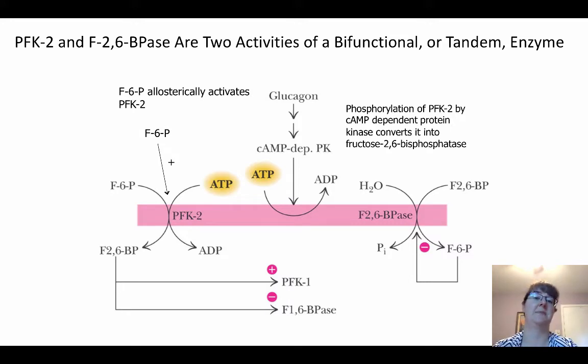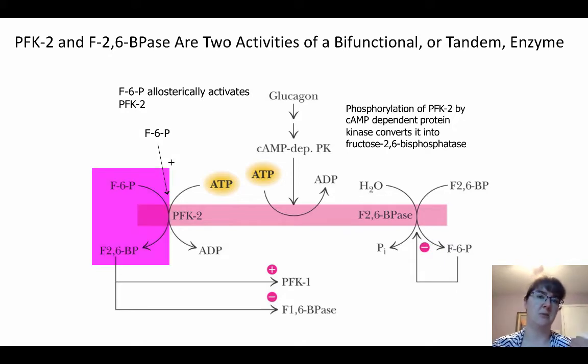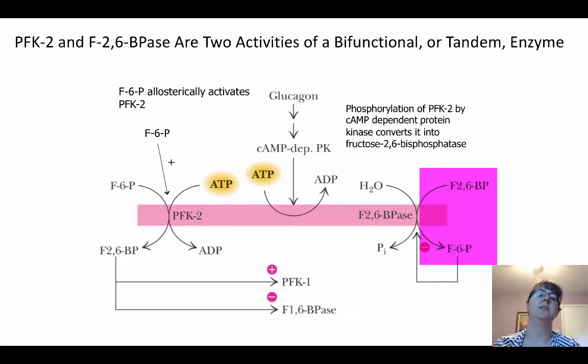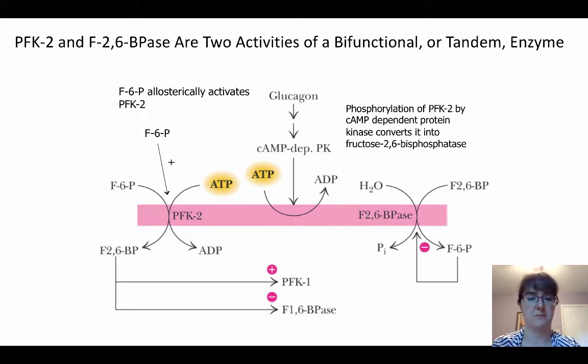Since one enzyme has both functions, there needs to be a way to guide which way this enzyme is going. Is this enzyme going to be in the kinase mode, adding phosphates to fructose 6-phosphate, creating more fructose 2,6-bisphosphate, or is it going to be in the other mode where it is removing a phosphate, taking fructose 2,6-bisphosphate and removing a phosphate to go back to fructose 6-phosphate?